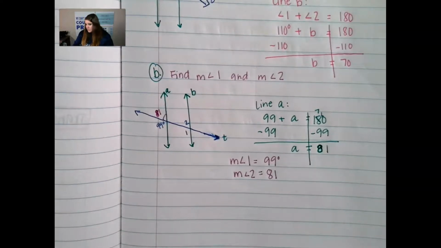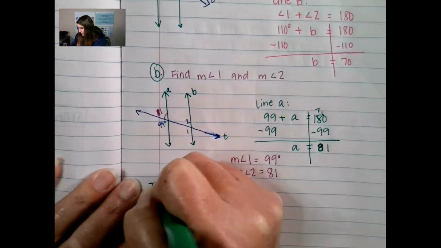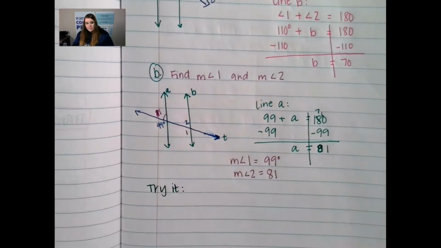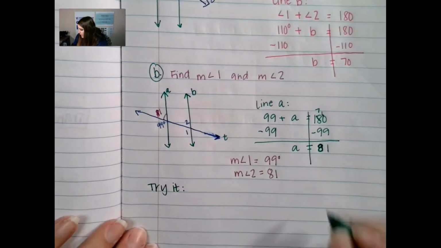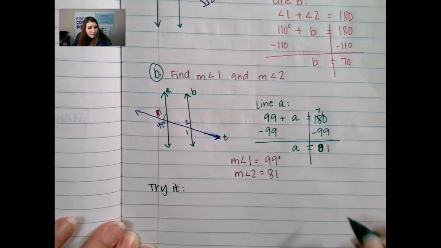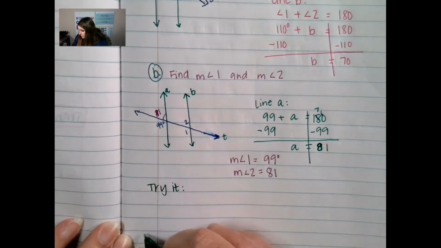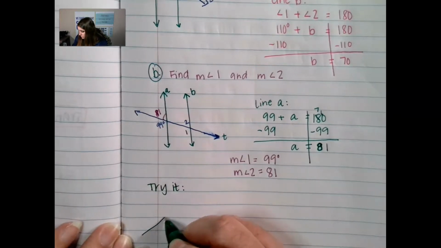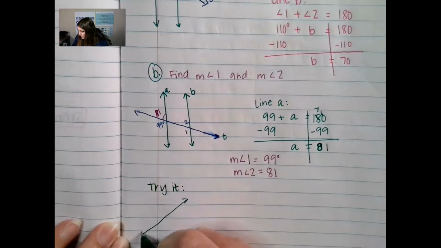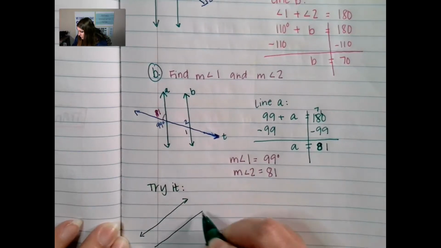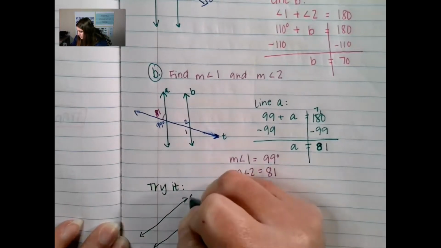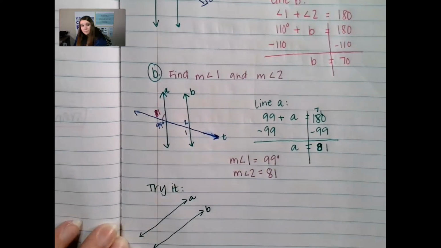All right, we are going to do a try it. So let's do a try it. See what we can know already about these angles. All right, so here is your line, a line going this way and a line going that way. So here's line A and here's line B.